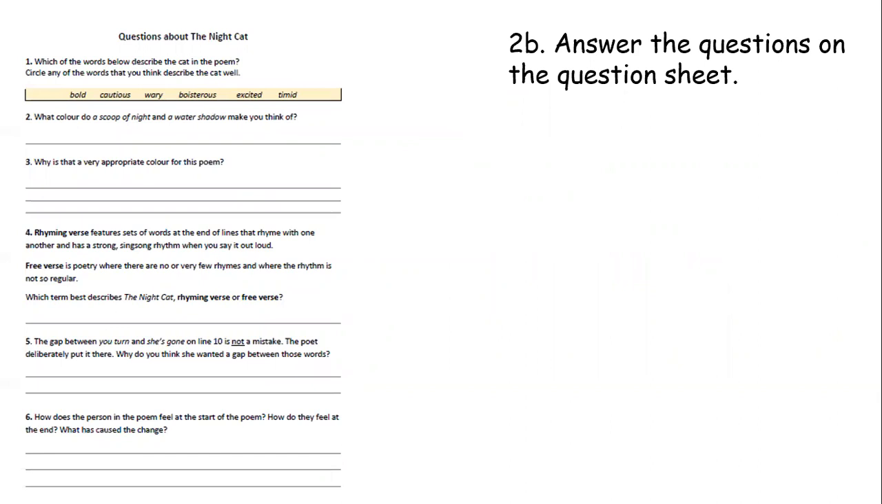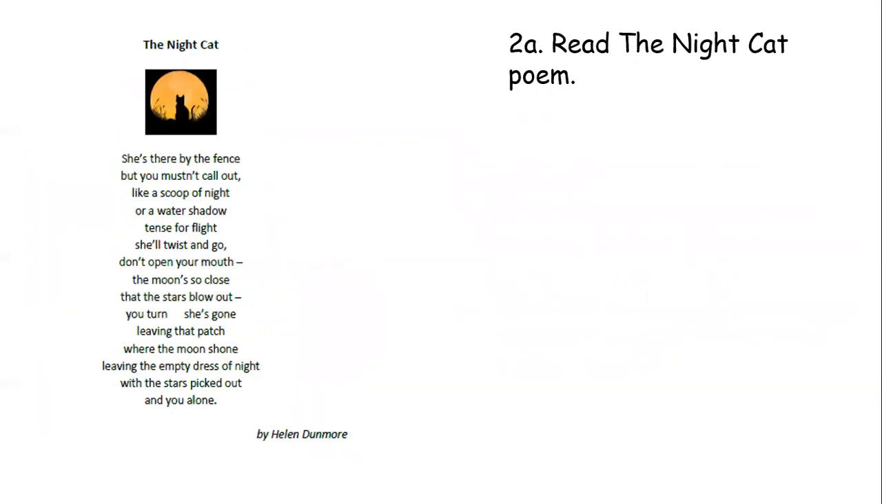And then you're going to answer the question. In fact, I will read it to you, actually. So, the Night Cat. She's there by the fence, but you mustn't call out. Like a scoop of night or a water shadow. Tense for flight. She'll twist and go. Don't open your mouth. The moon's so close that the stars blow out. You turn. She's gone, leaving that patch where the moon shone, leaving the empty dress of night with the stars picked out and you alone.